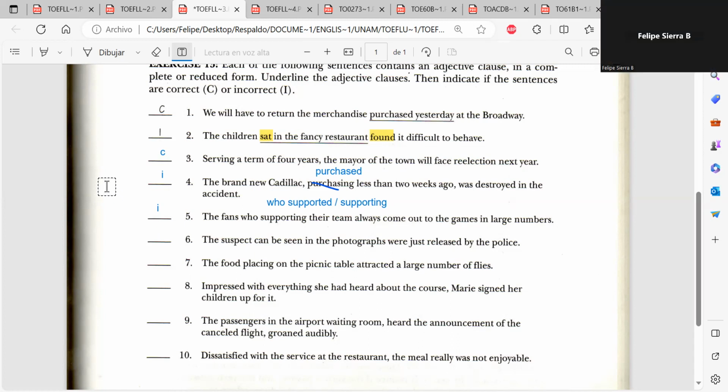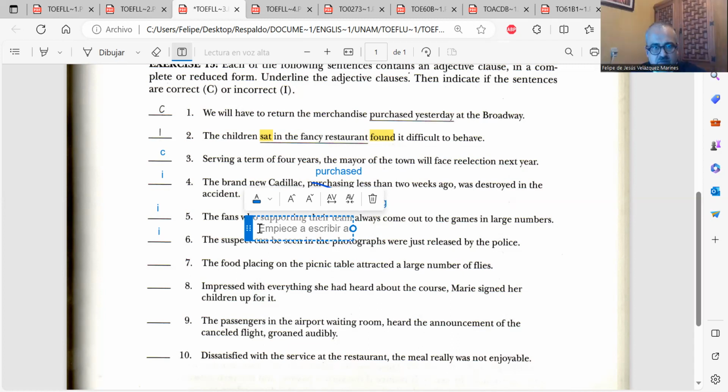You could say that the suspect who can be seen would be correct, but since it is in passive voice, probably says the suspect seen in the photographs was not, because it's singular. Was just released by the police. So it is incorrect.